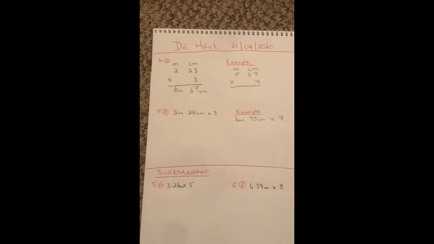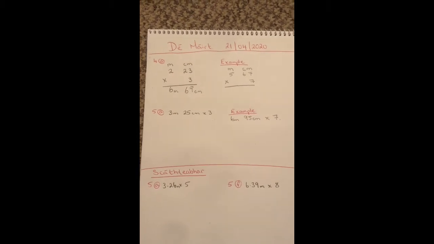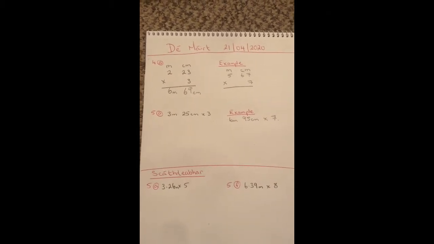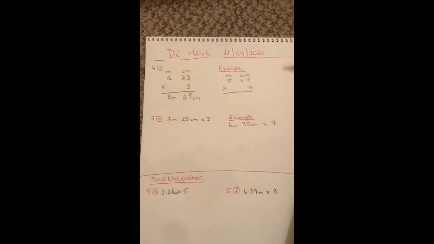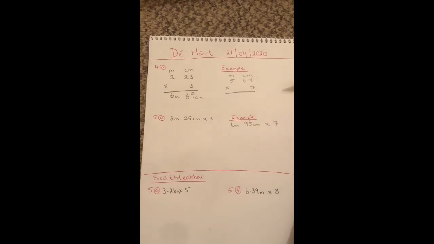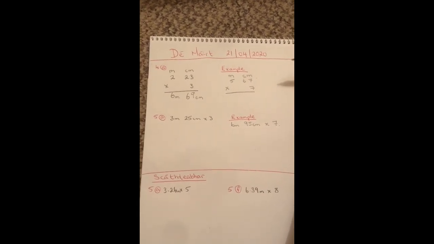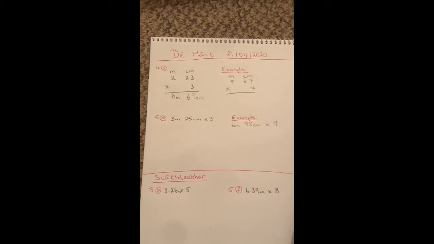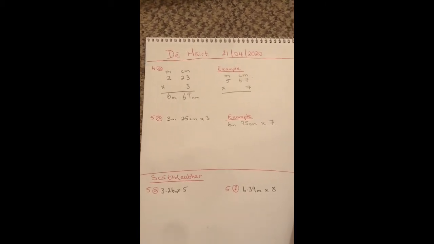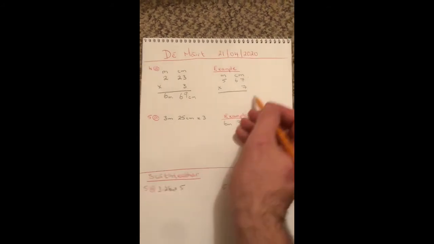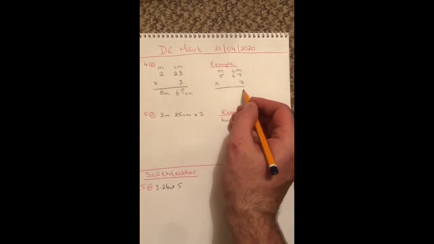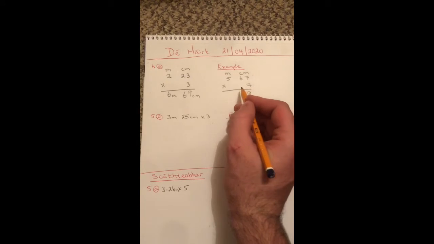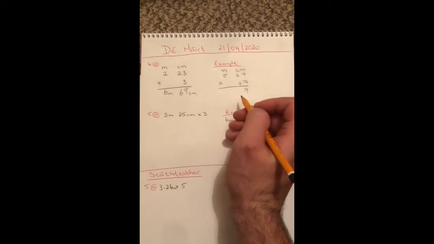Okay, and over here now I just have an example. So it is 5 meters 67 centimeters multiplied by 7. So the first thing we need to do is multiply 7 by 7. So if we count up on our 7s, we get 7, 14, 21, 28, 35, 42 and 49. So we put our 9 down and put our 4 up.